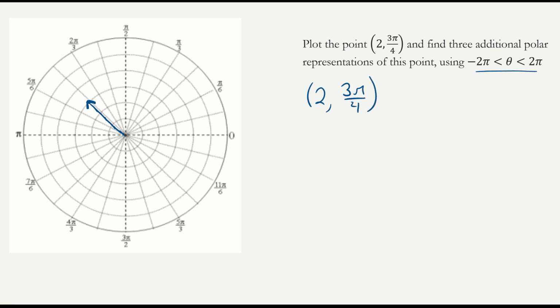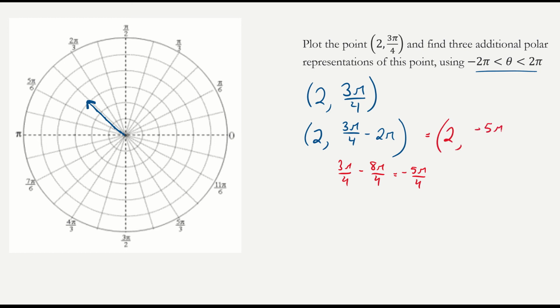Now, they tell us to stick in the interval because without that, it'd be real easy. We'd just add 2 pi, add 2 pi, add 2 pi. So one thing I could do, I can go 2, and then I can go 3 pi over 4 minus 2 pi. That's the first one I'm going to try. And if I do that subtraction, I'm going to have to get common denominators. So this gives me negative 5 pi over 4. So this gives me the new point, 2, negative 5 pi over 4.